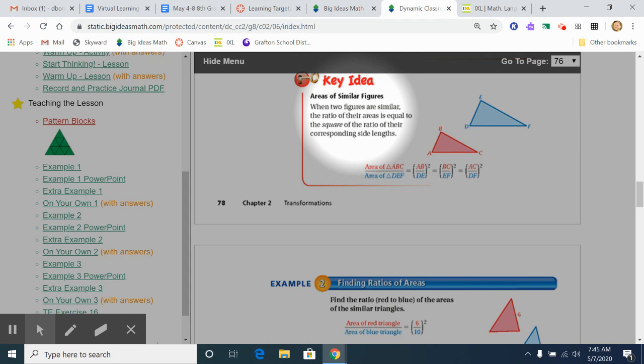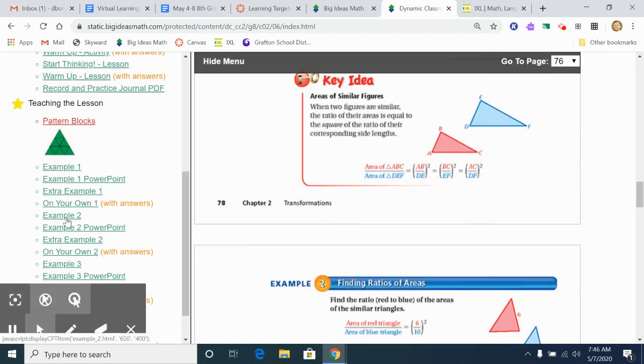All right, so the next key idea is, now that we're talking about the areas of similar figures, when two figures are similar, the ratio of their areas is equal to the square of the ratio of their corresponding side lengths. So it's just like perimeter. We're going to take corresponding side lengths and make a fraction and simplify that fraction, but then we're going to square it. That's going to give us our ratio of our areas. As you can see here, they have that same kind of diagram where the area of the triangles is equal to the corresponding side lengths fraction, but squared, on each of these.